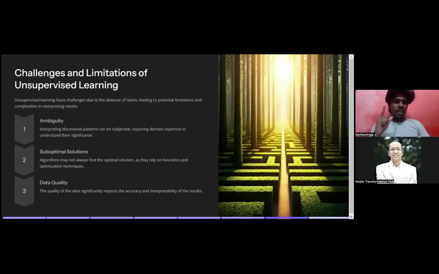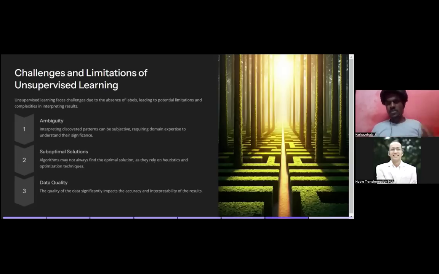Data quality. The quality of data significantly impacts the accuracy and interpretability of the result. Okay, guys, anything that may be, data is the fundamental, middle, and the final thing. Now you guys are able to understand, because that's the reason we have taught you to play with data for the first 30 to 40 sessions. Now you guys know the value of data, right?